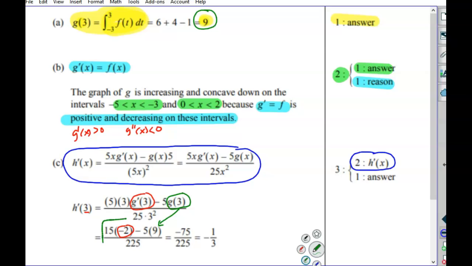Now, here's what I would do. You don't have a calculator. Stop right there. You don't get any extra points for getting to your final answer. And if you make an error in simplifying, then you get one wrong because you don't get the point for the answer. But you can't stop when you still have G prime of 3 and G of 3. You have to evaluate these two pieces, and then once you know what those are, you can stop right here.